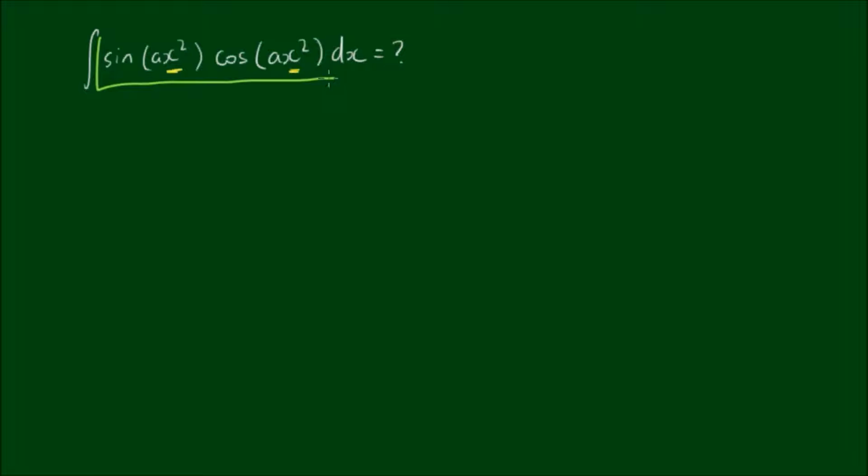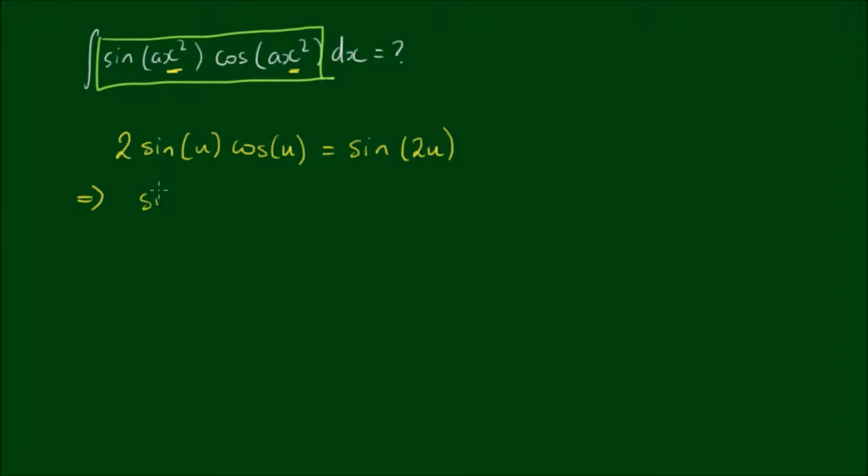But first of all, let's simplify the integrand in here. And here's where trigonometric identities can be very helpful. The particular one that can help us here is the double angle formula, which states that 2 times the sine of u by the cosine of u is equal to sine of 2 times u. Alright, then of course it follows that the sine of u by the cosine of u is equal to 1/2 times the sine of 2u.